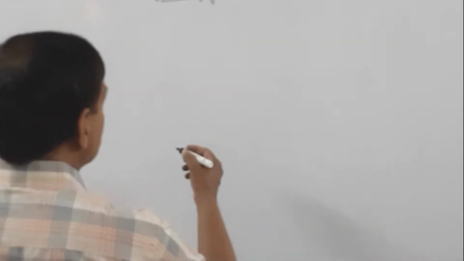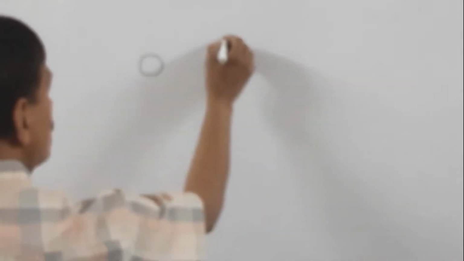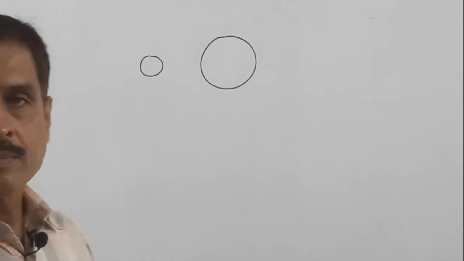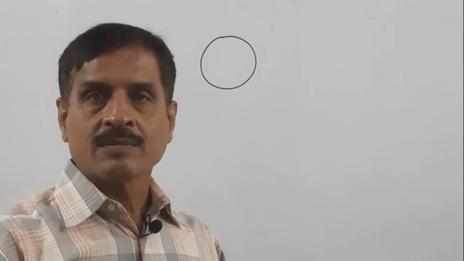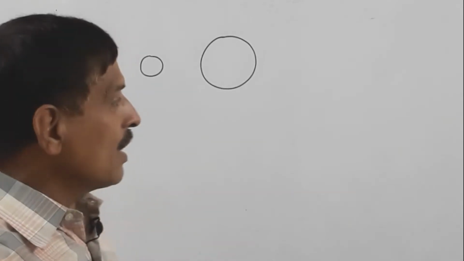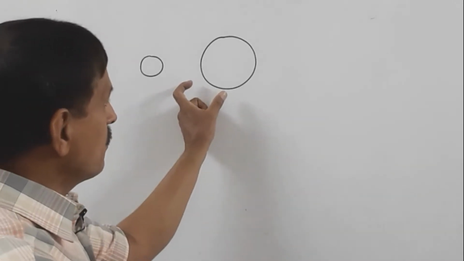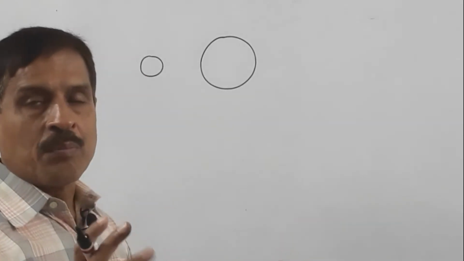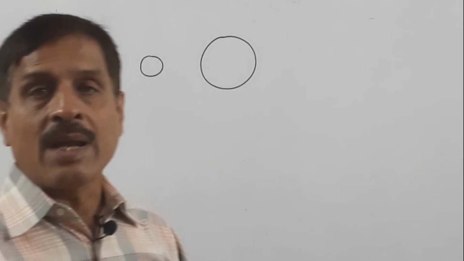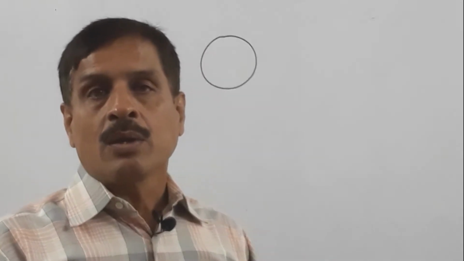For example, two circles are similar but need not be congruent. Two circles are similar because their shapes are similar but size may be different. If the sizes are also same, then these will be congruent.